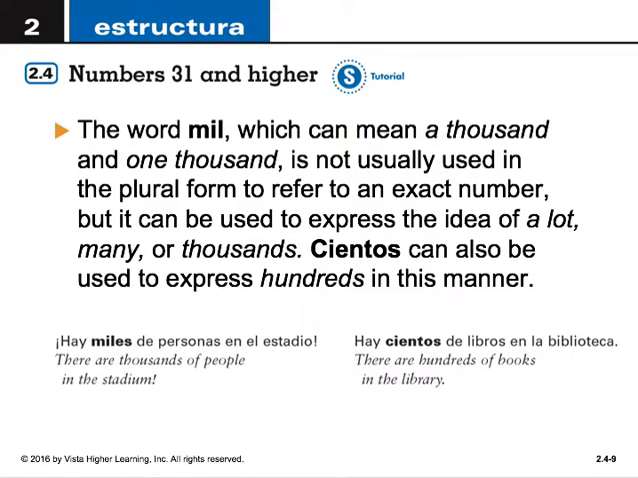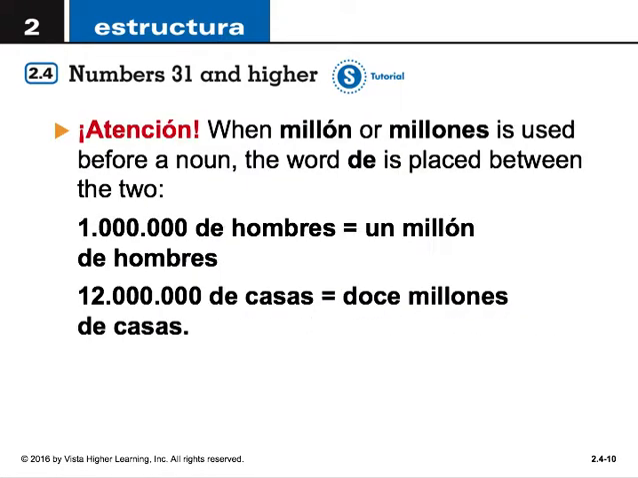The word mil, which can mean 1,000, is not usually used in the plural form to refer to an exact number, but it can be used to express the idea of a lot, many, or thousands. And the same thing with cientos can be used to express hundreds of something. For example, hay miles de personas en el estadio. There are thousands of people in the stadium. Or hay cientos de libros en la biblioteca. There are hundreds of books in the library. Not actually counting them, but rather just expressing the idea that there are a lot of them. Miles y miles de personas.